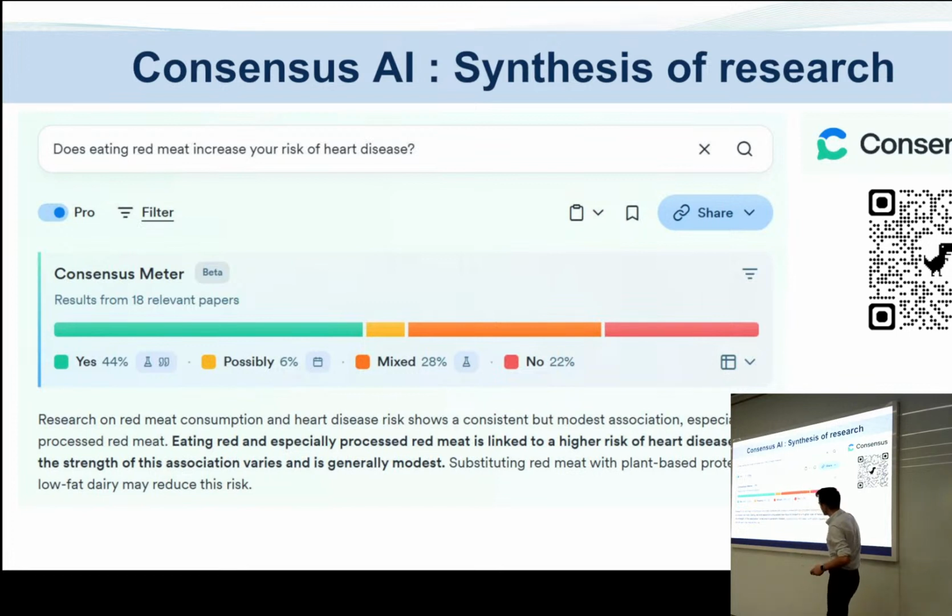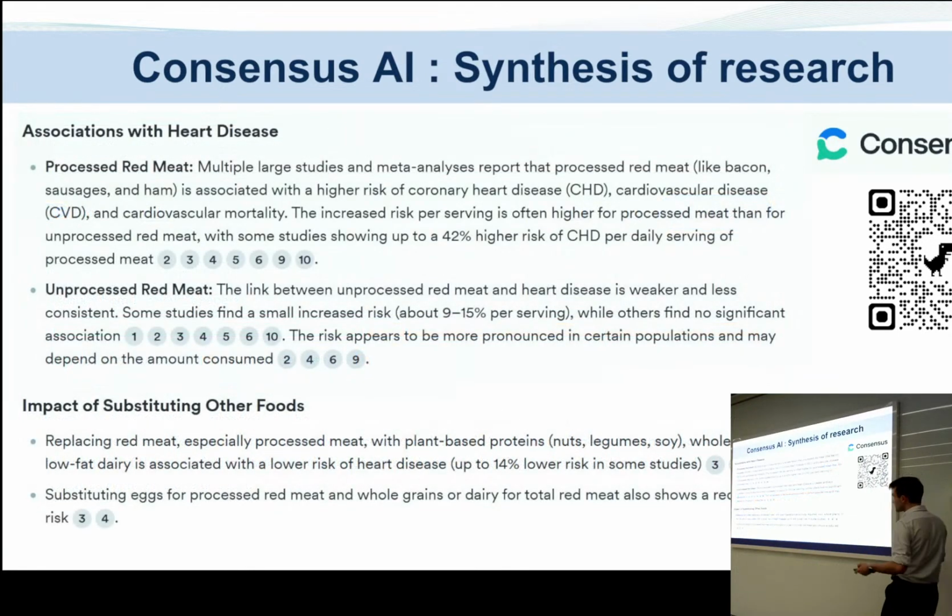Now there's some interesting stuff here. You can look in, they give you a description. Eating red and especially processed red meat is linked to higher risk of heart disease, but the strength of this association varies and is generally modest. So they're specific here, processed red meat, right, which would mean like sausage and pepperoni. They give you more information about processed red meat, unprocessed red meat, and the impact of substituting other foods. So they're expanding on all of the studies for you.